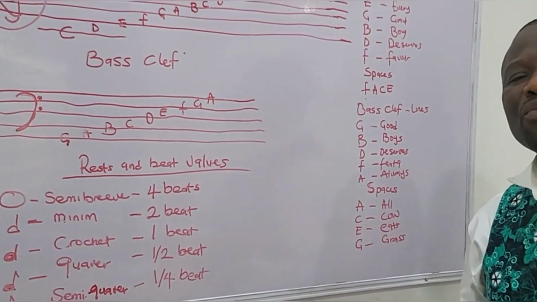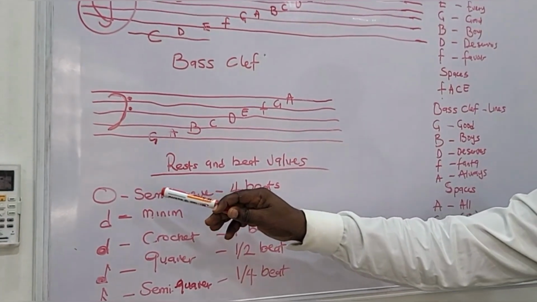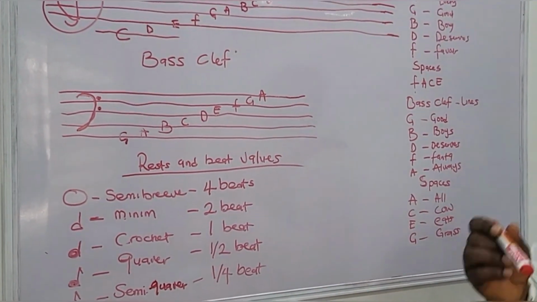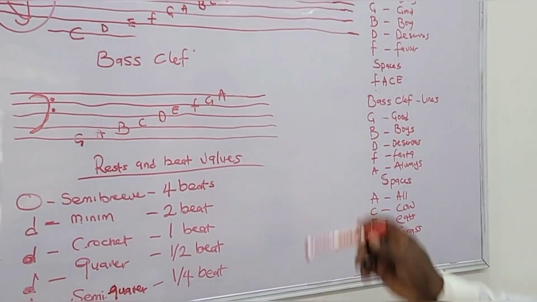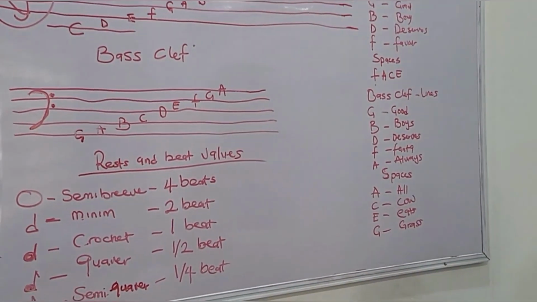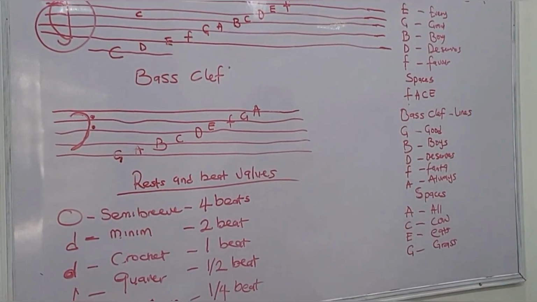Music literally is written in Italian and in signs. When we get to the next video, I will explain more to you. It's called performance direction. So let's just quickly go through this one. So this is the semibreve. Let me quickly explain it by playing it practically for you.